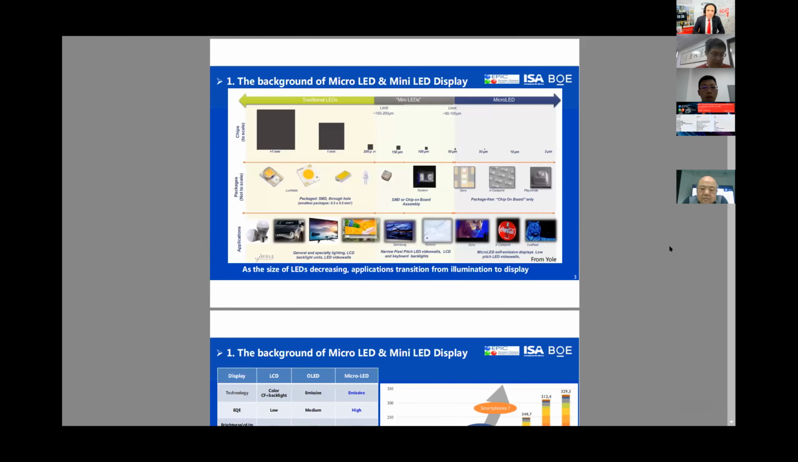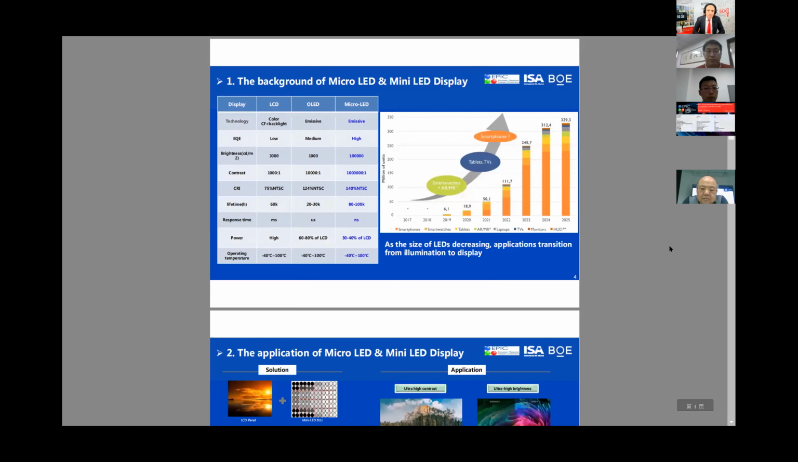First of all, the background of mini LED and micro LED. You should be very familiar with this chart. While we are reducing the size of LED, the packaging way is changing from SMT to COP. And the applications go from lighting and LCD backlight units all the way to LED video walls, and finally to micro LED video walls.